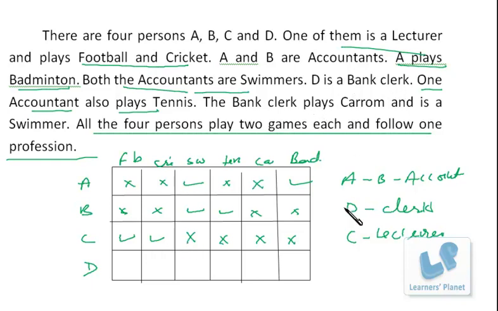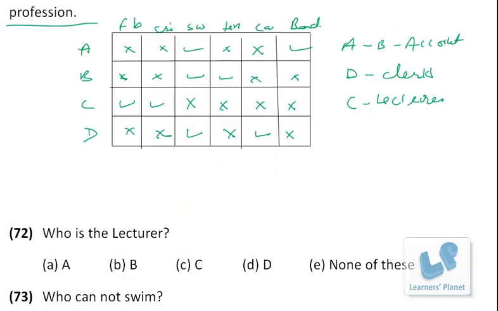Now D is a bank clerk that we have written over here. Now the bank clerk plays carom and is a swimmer. So D is swimmer and he plays carom as well, right? So at the remaining positions we have to put crosses. Now we see everywhere A is playing 2 games, B is playing 2 games, C is 2 and D is 2. Now we are ready to take the questions.